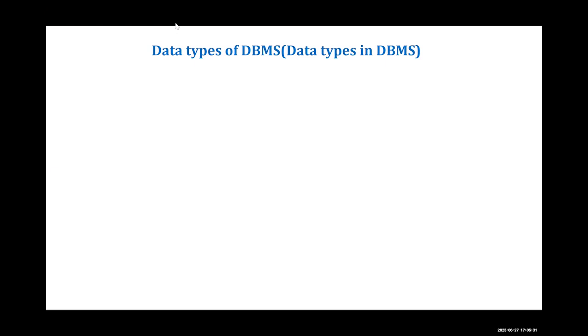One is data types of DBMS. The other thing we are going to learn, the very important point of this chapter, is features of database systems. Okay, so let us start with the very first one, that is the data types of DBMS. When I say data types of DBMS, there are roughly about 10 of them. Let us start with the first one.